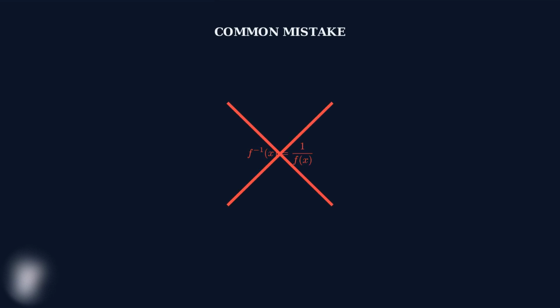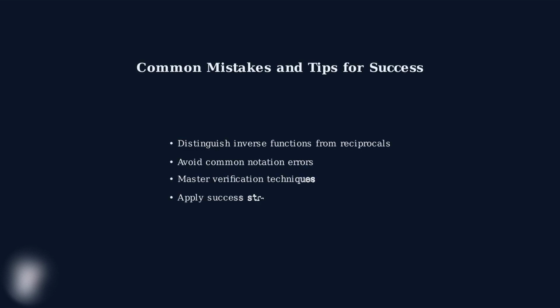Picture this: you're working on an inverse function problem, and you write f inverse of x equals 1 over f of x. This is one of the most common mistakes students make with inverse functions, and it can completely derail your solution. In this section, we'll explore the most common mistakes students make with inverse functions and provide you with proven strategies to avoid these pitfalls and master inverse functions with confidence.